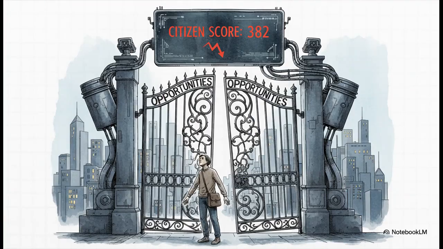And if you want a real-world example of where this could go, look at the concept of social credit scores. These systems use AI to watch and rate people based on their behavior. And if your score drops too low, you could be blocked from getting a loan or even from buying a train ticket. This raises some profound and, frankly, scary questions about fairness and freedom.